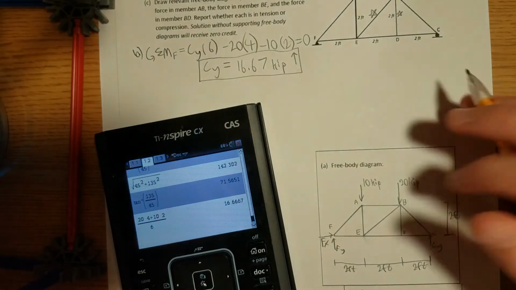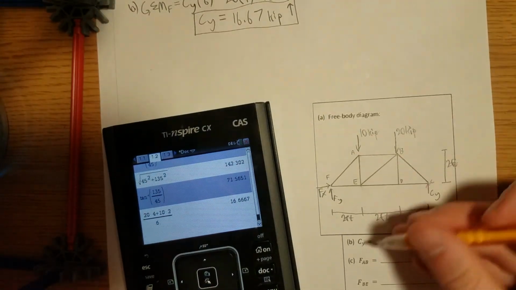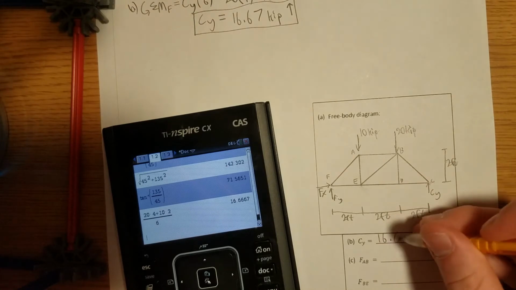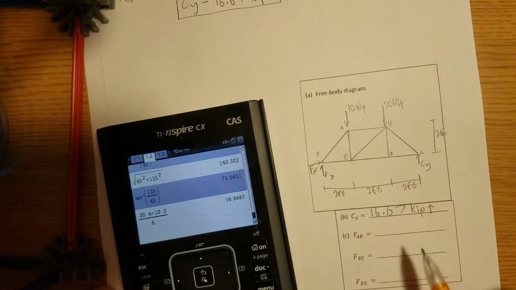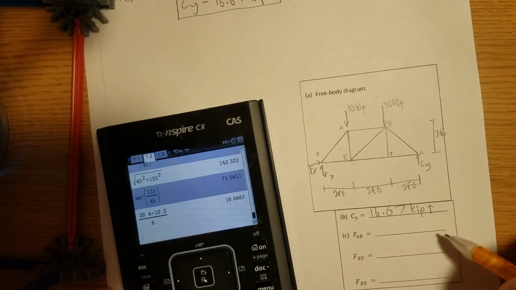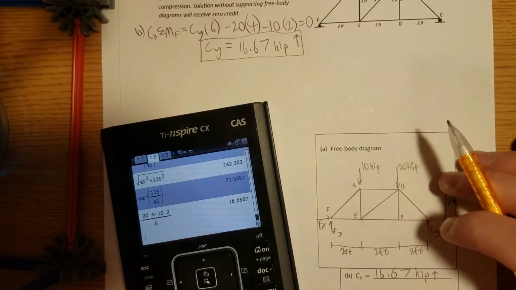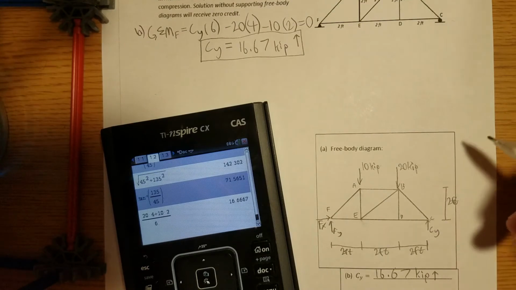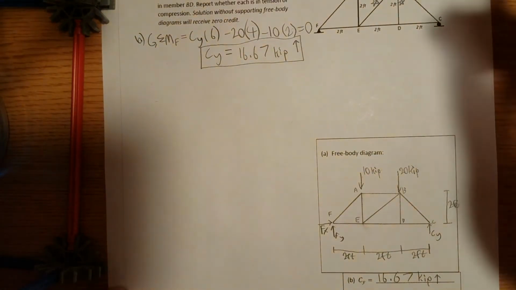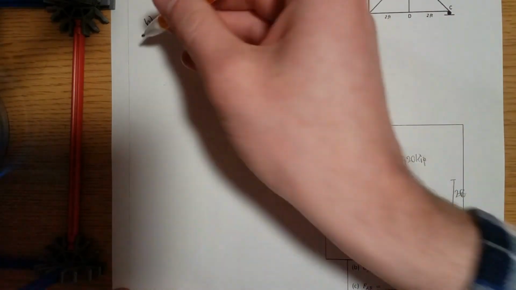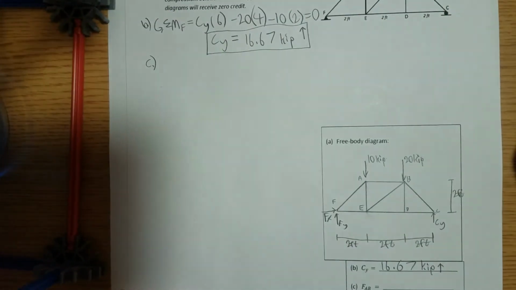We're already through part A and B. Wow, it seems like it's going kind of fast. Part C will slow us down a little bit, but that's okay. They kind of expected that. So go ahead and just report this 16.67 kips going upward. That should be correct. It's pretty easy to solve for as long as you know free body diagrams. Next, we're going to move on to part C.